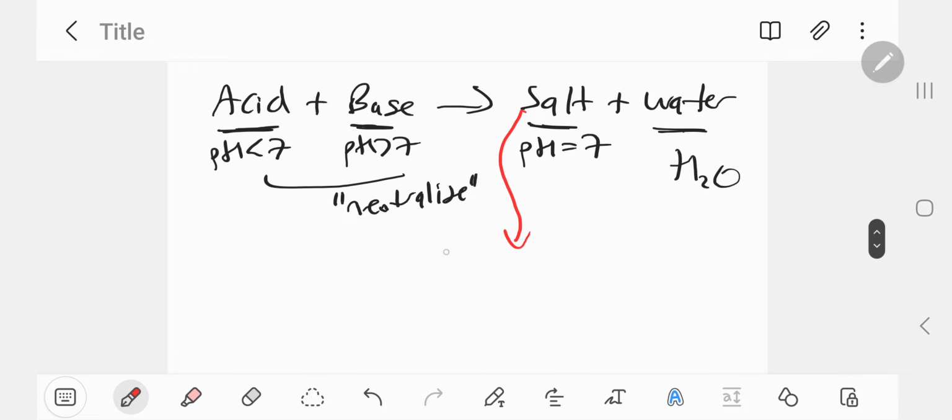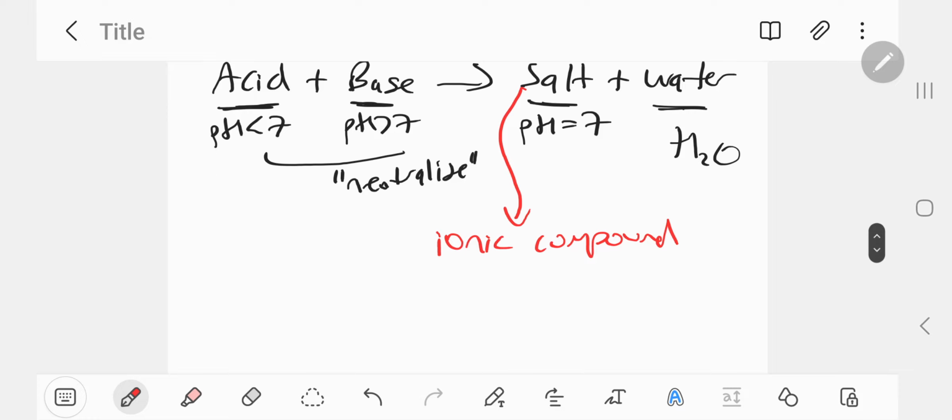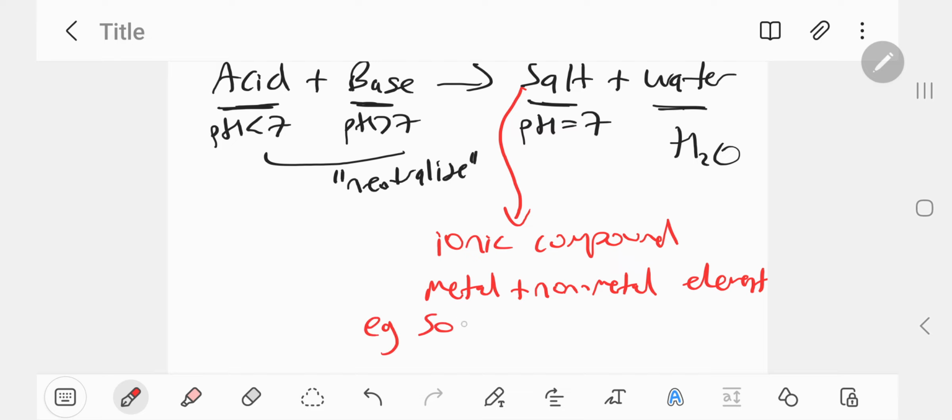This will feed into everything else we do from here. A salt, by definition, is an ionic compound. This was done a while back in class, but it's worth knowing once again. Ionic compounds are made of a metal and a non-metal element. And you always write the name of the metal first, by definition. For example, sodium chloride is an ionic compound because sodium is a metal and the chlorine is the non-metal.